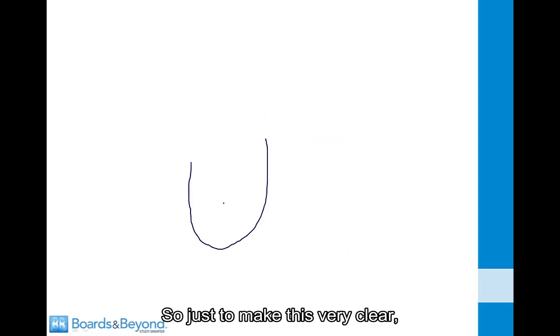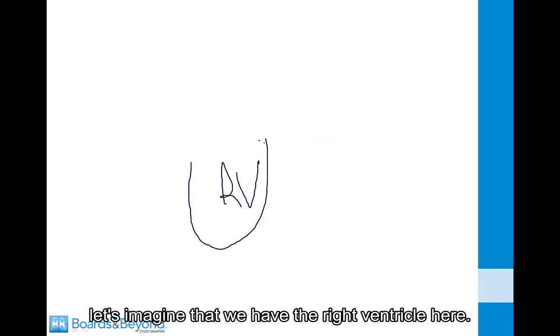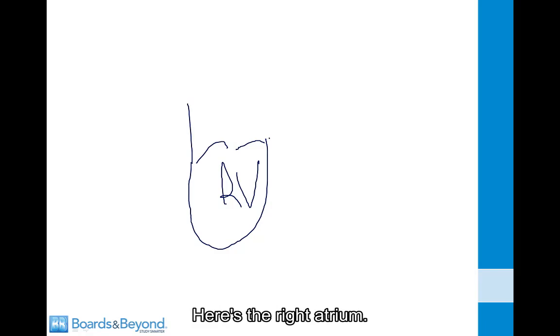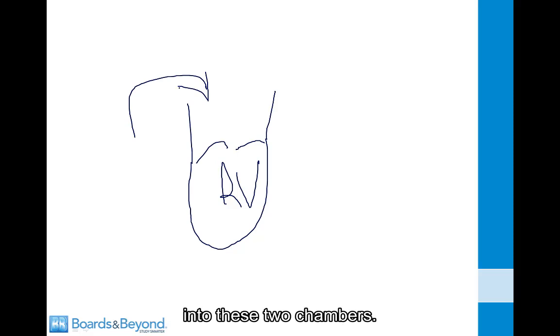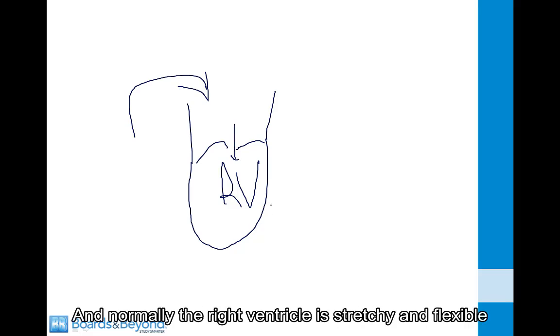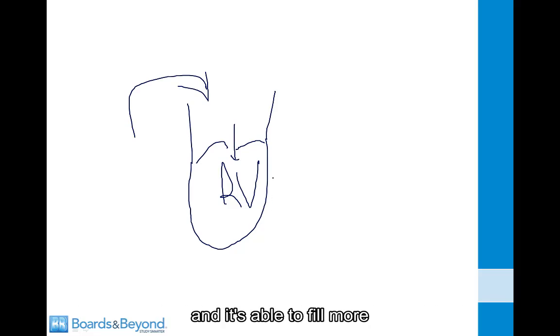So just to make this very clear, let's imagine that we have the right ventricle here. This is the tricuspid valve. Here's the right atrium, and the venous system is pouring blood into these two chambers. When a patient takes in a breath, blood enters the right ventricle, and normally the right ventricle is stretchy and flexible, and it's able to fill more and accept this increase of volume.